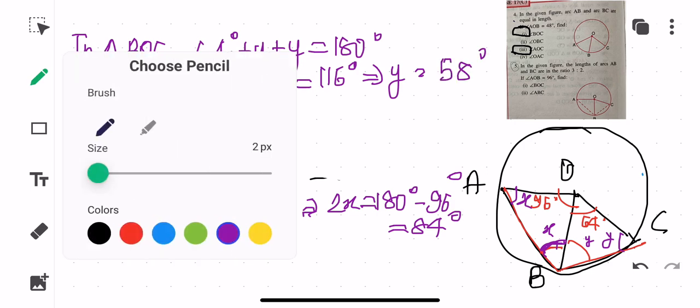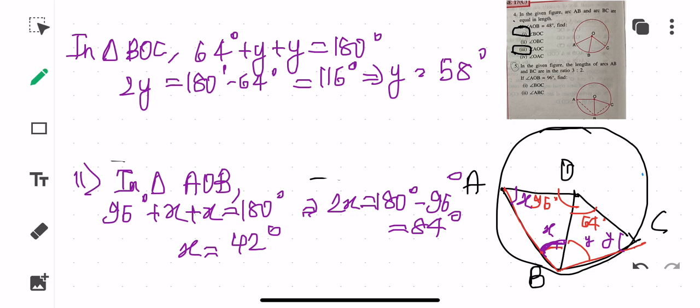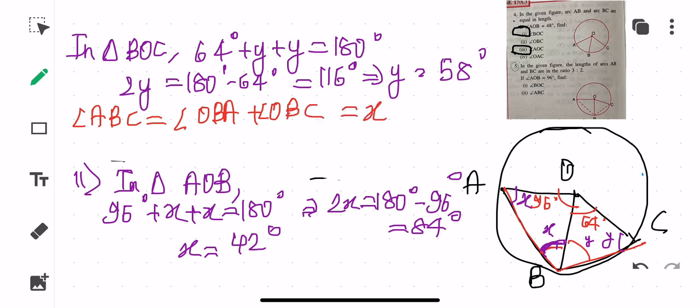So what will be your concluding statement? You will be writing that angle ABC is equal to angle OBA plus angle OBC. OBA you have taken as x already, so write down this is equal to x, and OBC clearly you can see in the figure is equal to y. So x plus y means what, children? You will be writing 42 degrees plus 58 degrees. So how much is this coming out to be equal to? This is equal to 100 degrees.